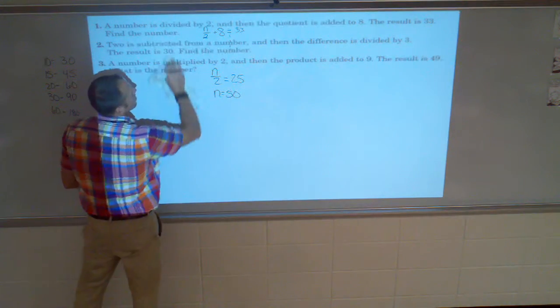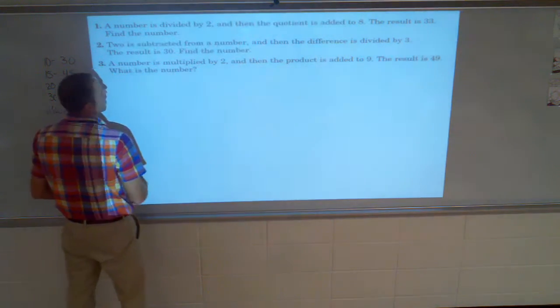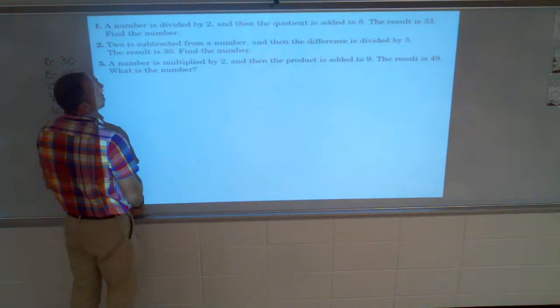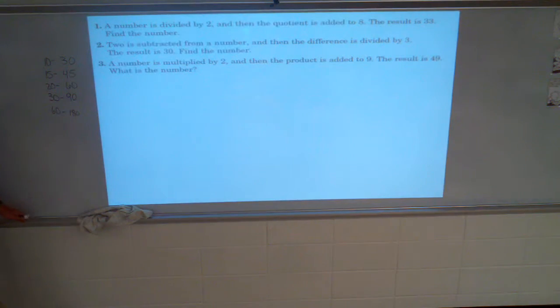Do number 2. 2 is subtracted from a number. And then the difference is divided by 3. The result is 30. Find the number. Everybody just write the equation and then stop. I want to give you some instruction on solving this. Write the equation first and then stop.